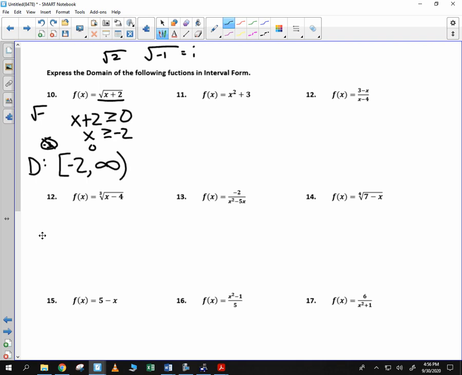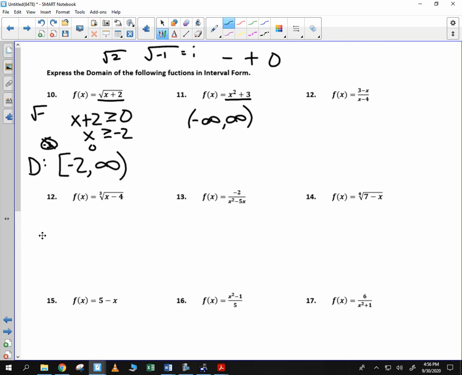The next one, x squared plus 3. That's a polynomial. Is there any number out there that you can't square and add 3 to? Can you square negative numbers and add 3 to it? Can you square positive numbers and add 3 to it? Can you square 0 and add 3 to it? Yes. So this is simply all real numbers.